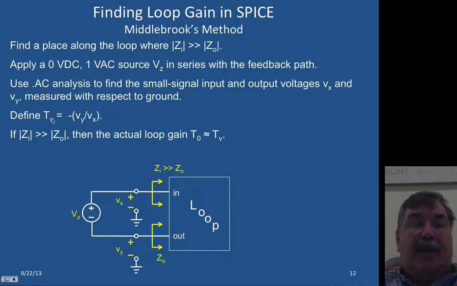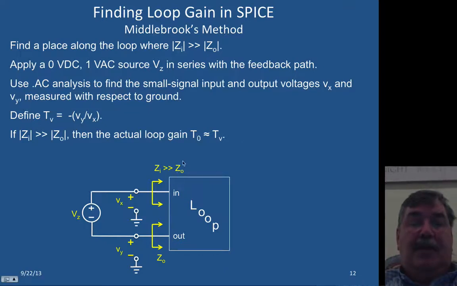And then you define a quantity T sub V, and I'm even doing the signs carefully here, and the actual loop gain of the circuit is approximately T sub V. If you've chosen where to break the loop so that the magnitude of the impedance Z sub I looking in here is much greater than the impedance Z sub O looking in there, again, these are without feedback, these two quantities. If this relationship holds to the extent that it holds, then the loop gain that you find by this formula and this analysis is equal to the actual loop gain.